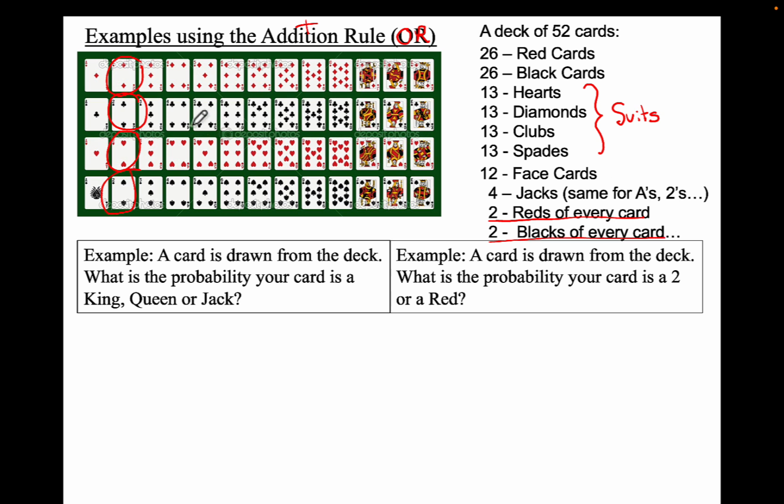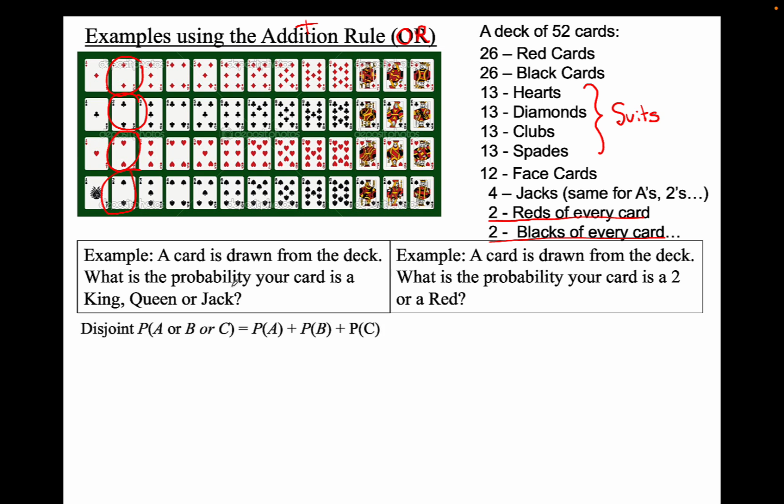All right, now that we have talked about how a standard deck of cards is composed, let's try an example. A card is drawn from the deck. What is the probability your card is a king, queen, or jack?